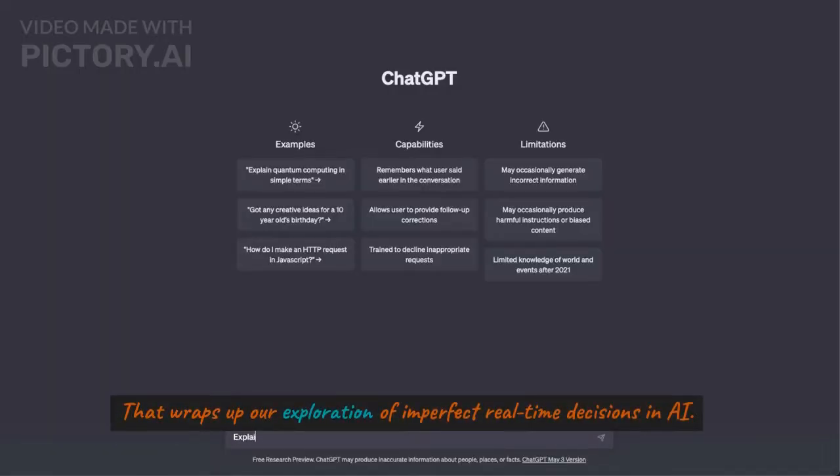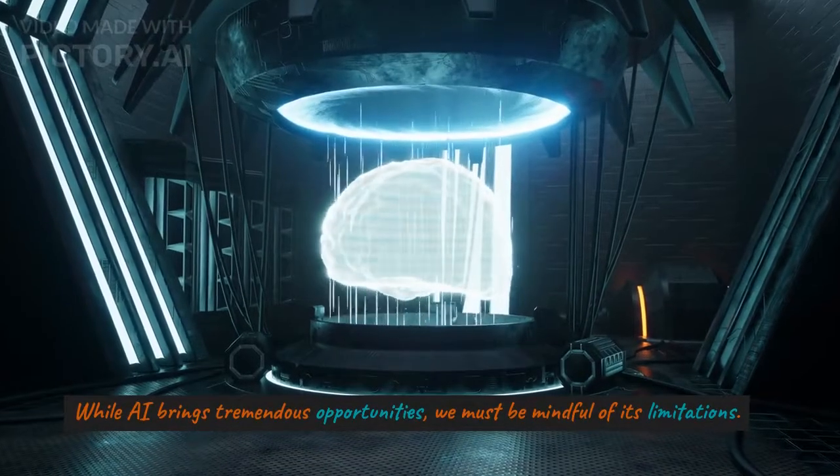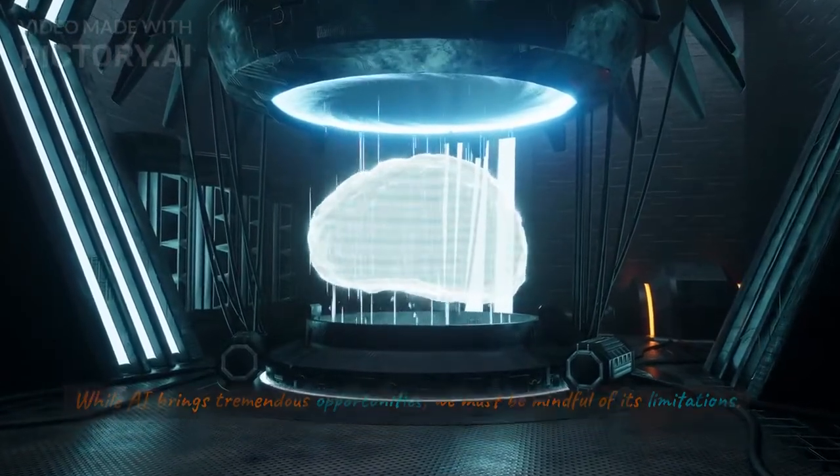That wraps up our exploration of imperfect real-time decisions in AI. While AI brings tremendous opportunities, we must be mindful of its limitations.